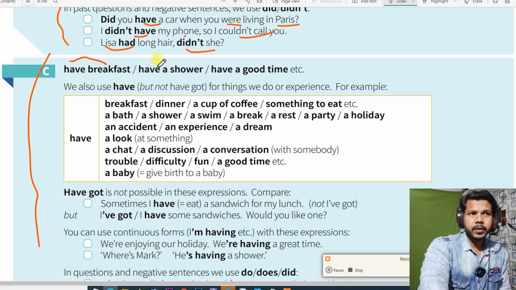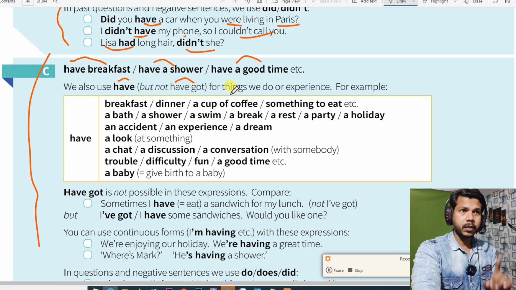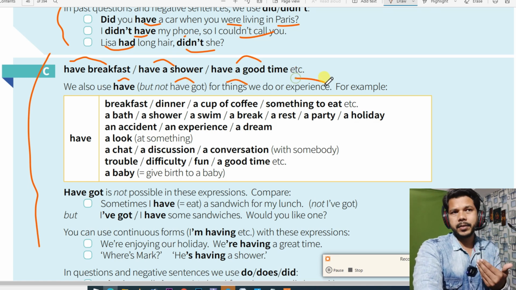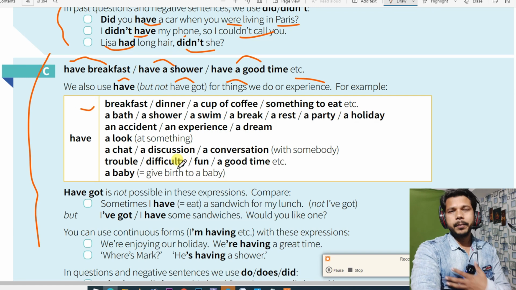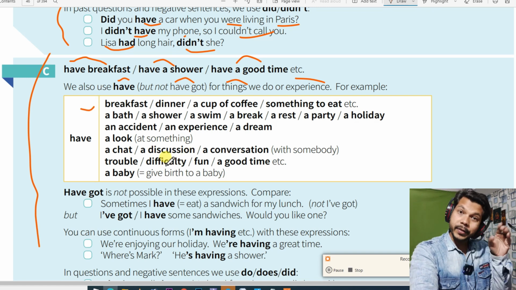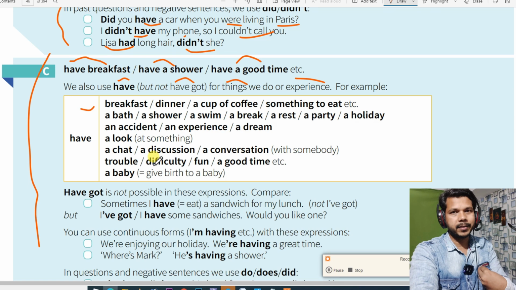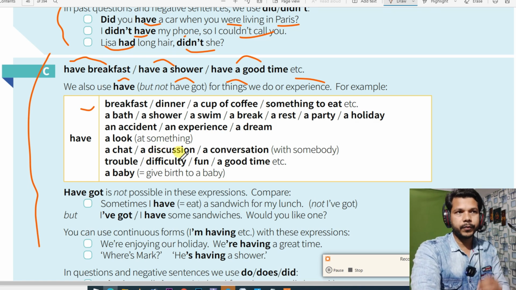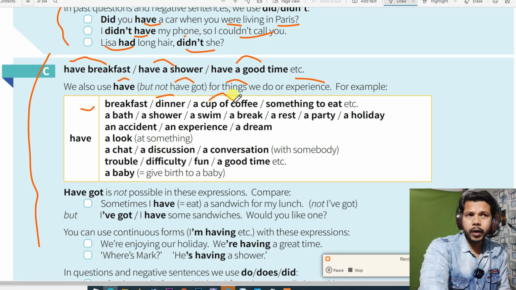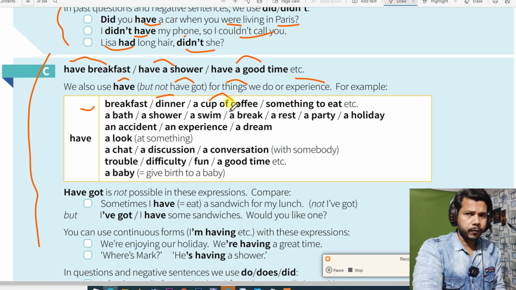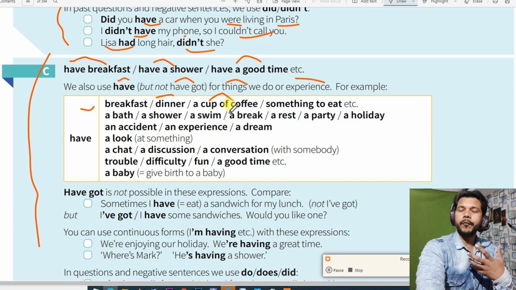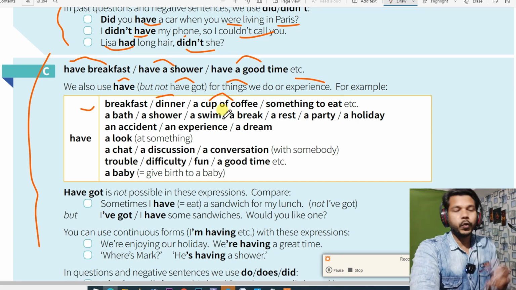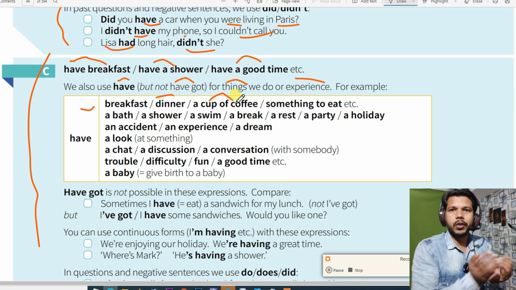like have breakfast, have a shower, have a good time. It is like we also use have, but not have got. You can't say have got for things we do or experience. For example, you can say, I'm having breakfast. You can use having also because you are eating that, you're doing something. Okay, so I'm having breakfast, it means I'm eating breakfast. I'm having dinner, I'm having a cup of coffee. Okay, you can't say I have got a cup of coffee. You can't say it. If you say I have got a cup of coffee, it means you are not drinking it. You have something like possession of yours.